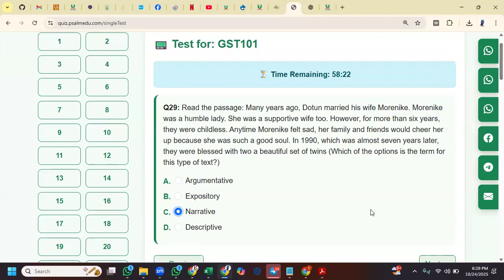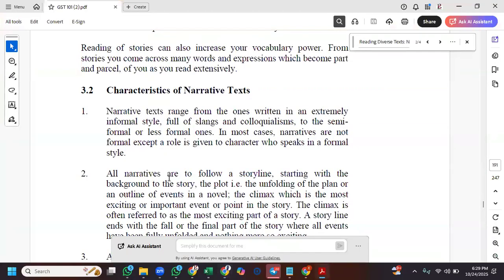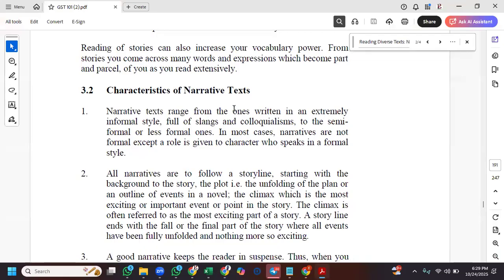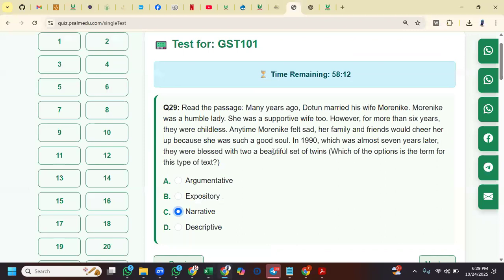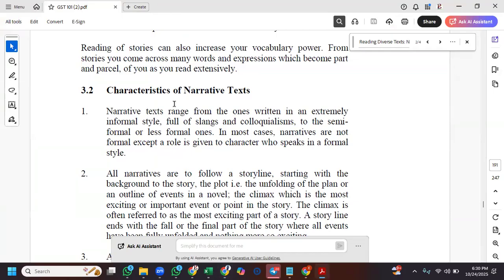we want to talk about the characteristics of a narrative text, so that when you see one, you will not be confused, saying, is it an argumentative essay or is it an expository text? What kind of text is this? You will not be confused. You won't waste time on something you should just pick and go. That is the reason for the characteristics.